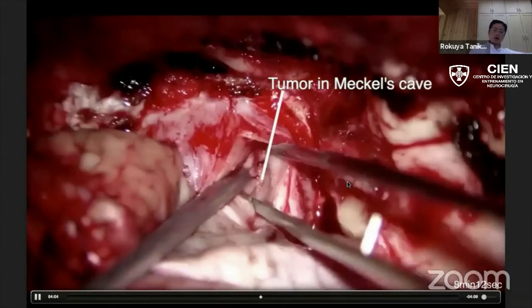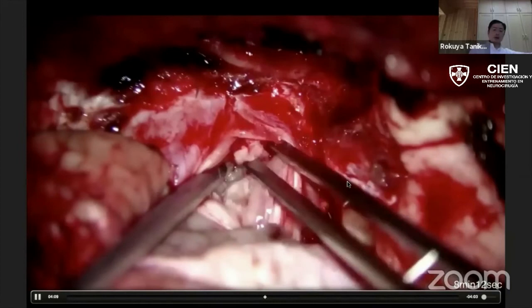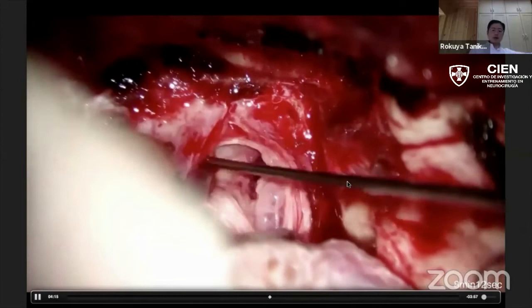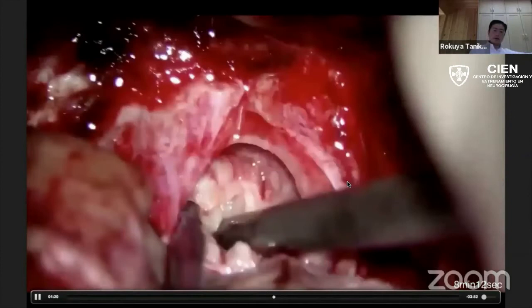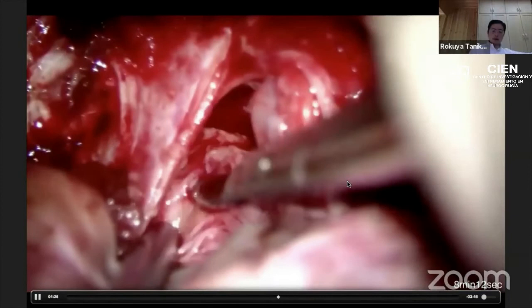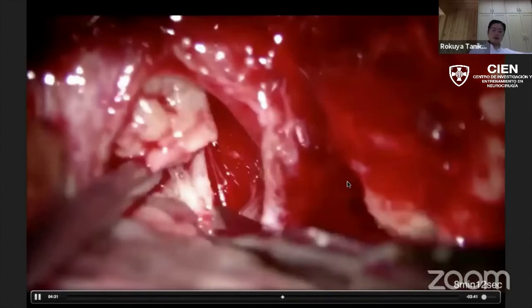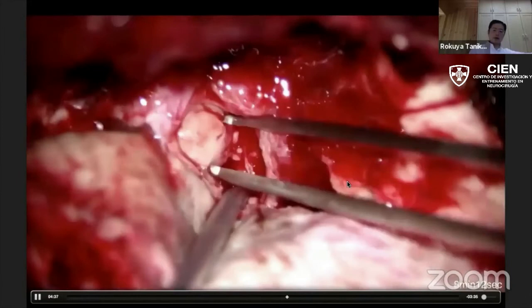There is a tumor in the medial cave. The tumor can be taken out from the medial cave. In this case, the origin of the tumor should be from the medial cave. So this is the origin. The tumor in the medial cave can be taken out.